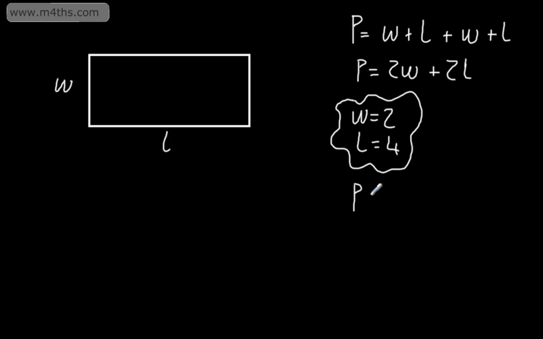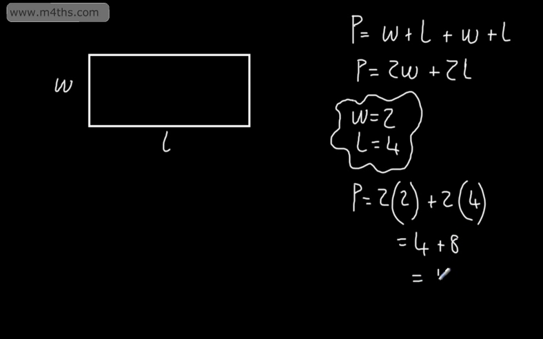So we can say that P is going to be equal to 2 lots of W. Generally speaking, we would just put the brackets and have 2 times by 2 plus 2 lots now of the length, which is 4. 2 times by 2 is going to give me now 4. 2 times by 4 is going to give me 8. So we can say now that the perimeter, which is the distance around the outside, is going to be 12 units. We've simply subbed the values we've got, substituted these values into the formula we're given.